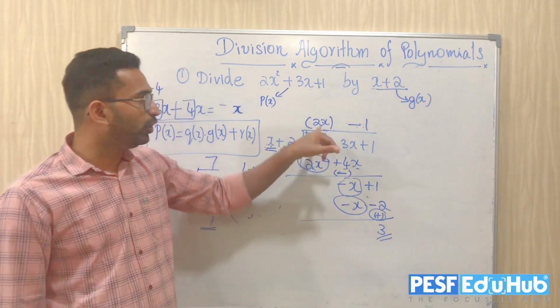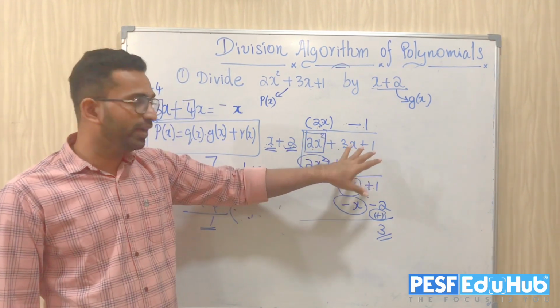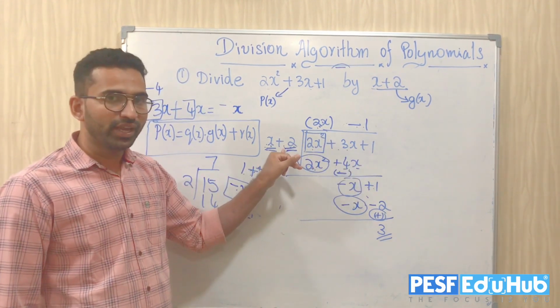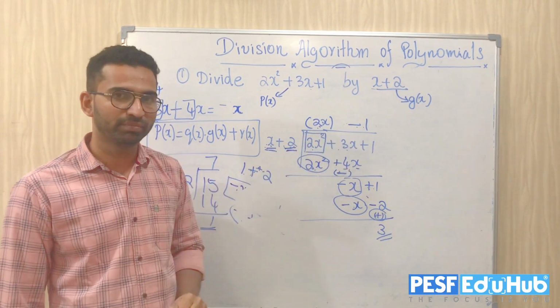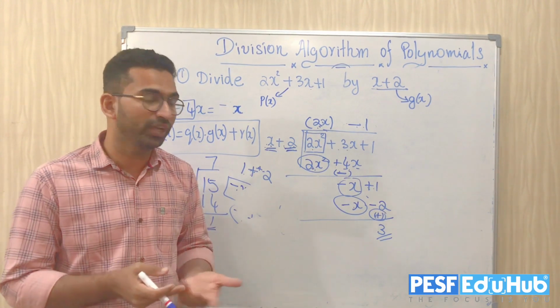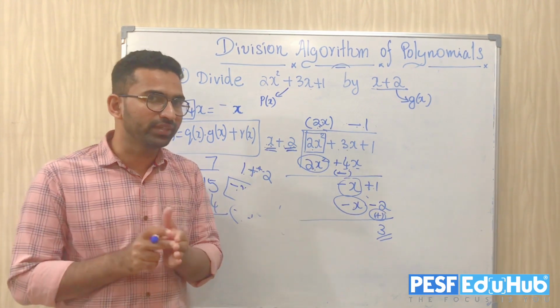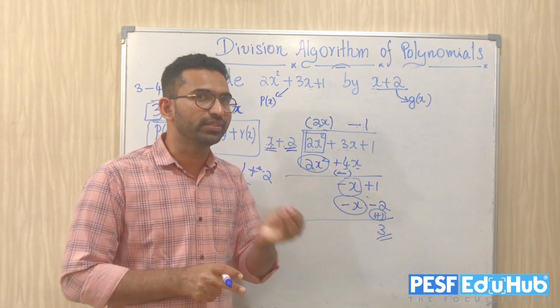You have a polynomial p of x here. You are dividing this p of x with the g of x. And what is your quotient polynomial? It is 2x minus 1. And what is your remainder polynomial? It is 3. Sometimes you may think, sir, this is not a polynomial, this is simply a number.